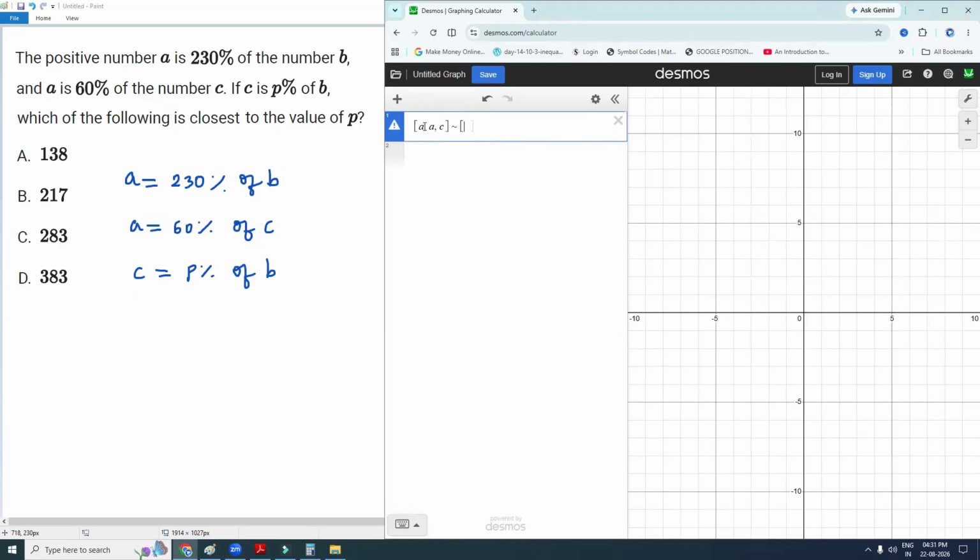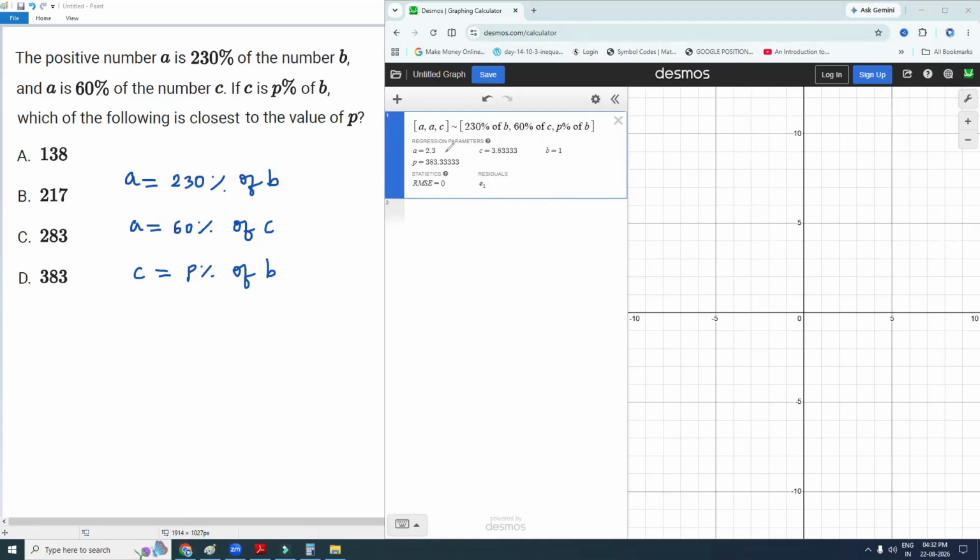Now consider the stuff we have on the right side of all the three equations. In the first equation, we have 230% of B, comma. In the second equation, we have 60% of C. In the third equation, we have P% of B. Close the square bracket. Here, I got the value of P.